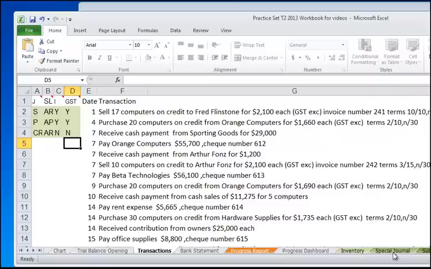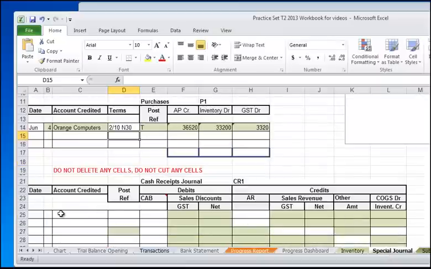So Sporting Goods, we now need to go to the cash received, special journals. Special journals, cash received, date, June, I've forgotten what the date was, say 7. Account credited, Sporting Goods. What's happened to our bank account? It's gone up $29,000 because they've paid us $29,000. What's happened to our accounts receivable? It's gone down $29,000. Oops, doesn't go in there. It's gone down $29,000 because they no longer owe us that.